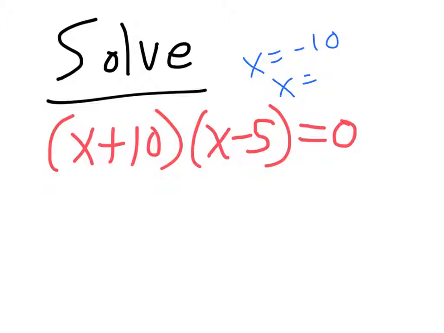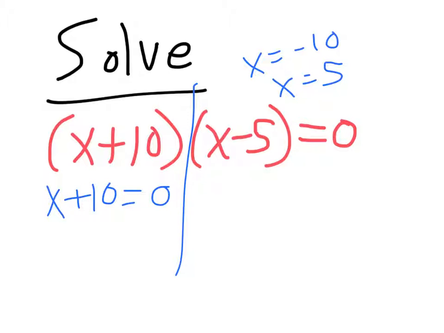And what's the possible answer for the second parentheses? x can be 5, because 5 minus 5 makes 0. 0 times, it's going to end up being 15, but 0 times 15 will give you 0. So when you have two parentheses right next to each other, and they're all set equal to 0, you just have to envision, what's it going to take to make this equal 0? Whatever x is, that's going to be a solution to the original equation.